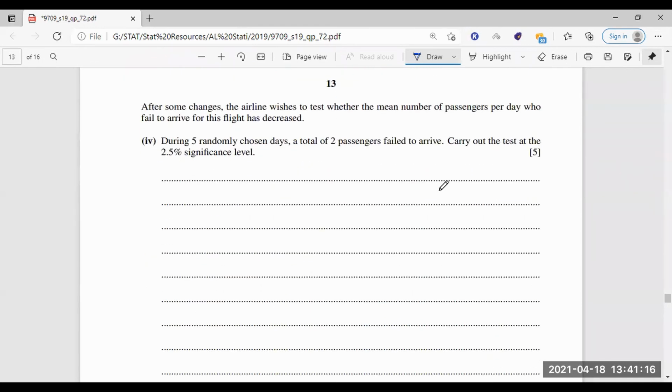All right. After some changes, the airline wishes to test whether the mean number of passengers per day who failed to arrive for this flight has decreased. During 5 randomly chosen days, a total of 2 passengers failed to arrive. Carry out the test at 2.5% significance level. So here we have a null hypothesis saying that lambda is supposed to be 8, and the alternate hypothesis is that it has decreased.